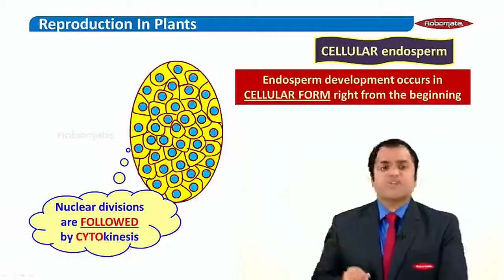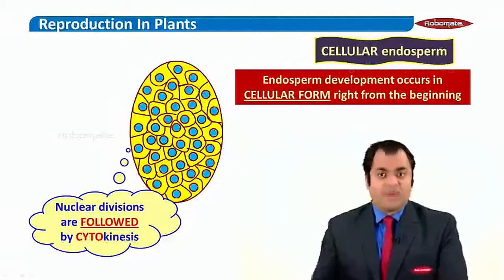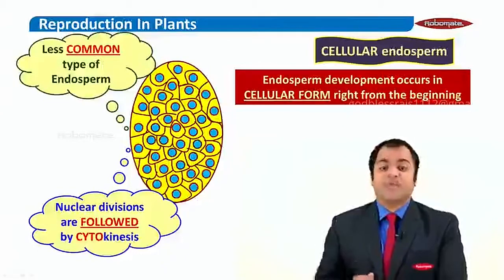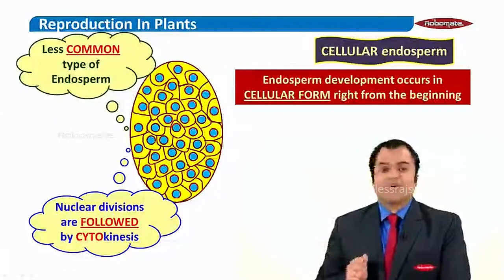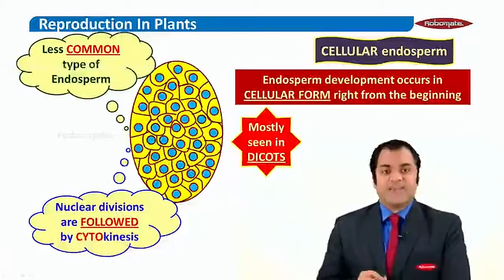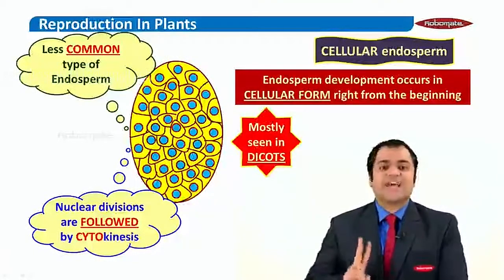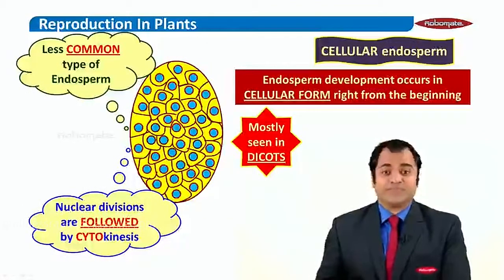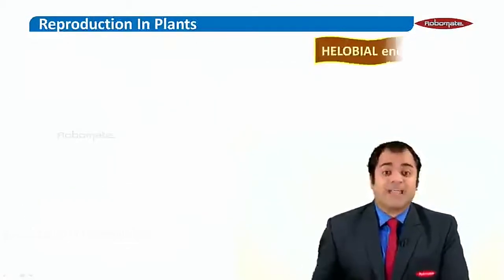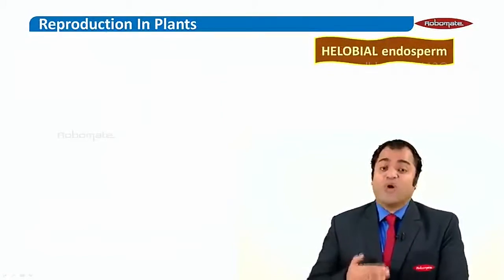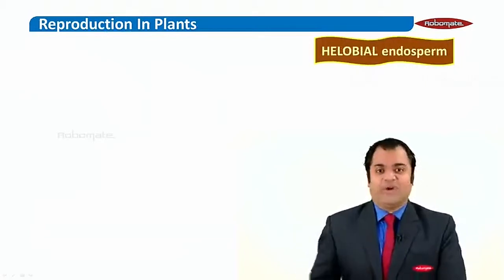But this type of endosperm is not very common, okay? So you can say it is the less common type of endosperm, and this type of endosperm is specially seen in dicots. Is it okay? So this is the second type of endosperm called cellular endosperm. Now let us look at the third type, which is called helobial endosperm. And let us also see why it is called helobial.